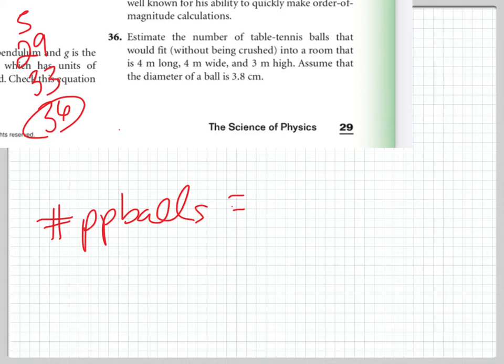Well, there are 2 options. What are they? Volume of the ball divided by volume of the room, or vice versa? What do you think, Davey?